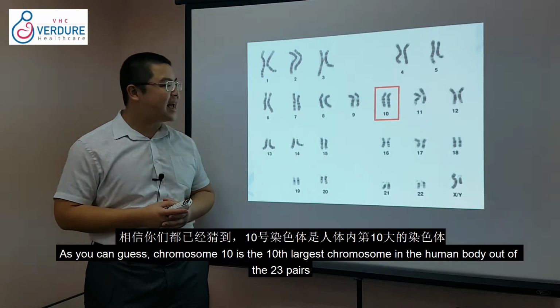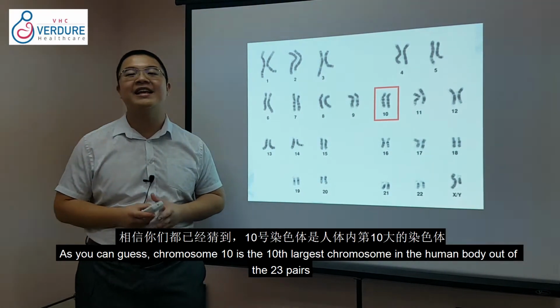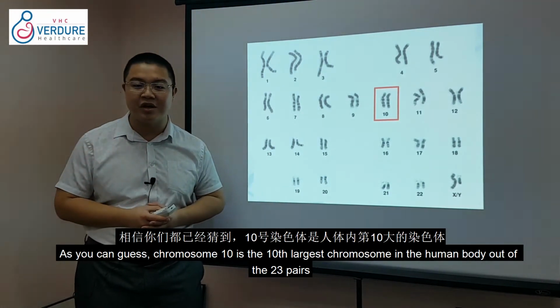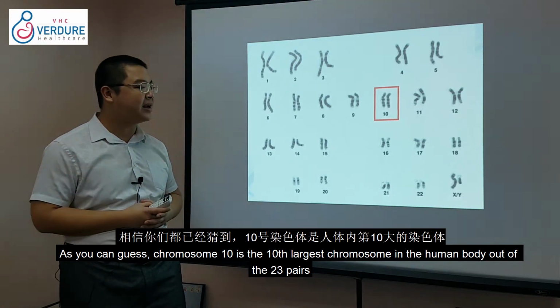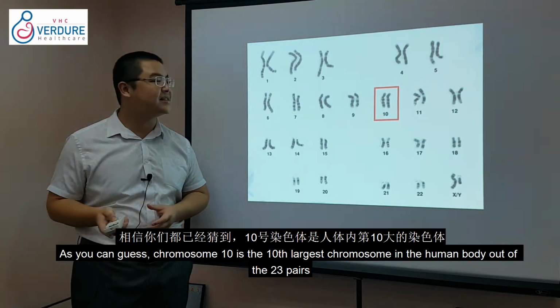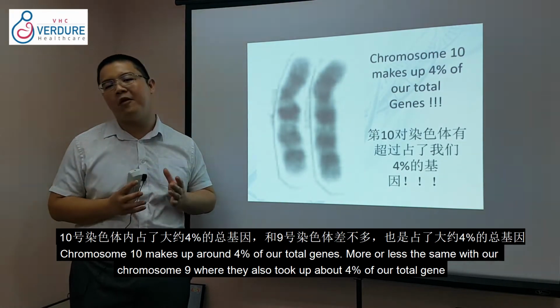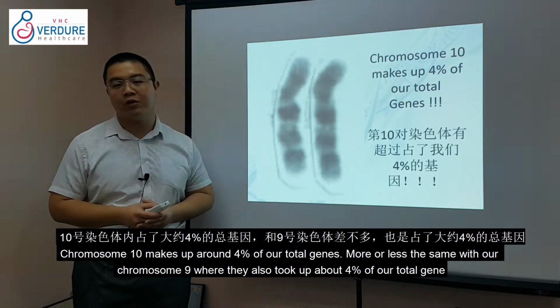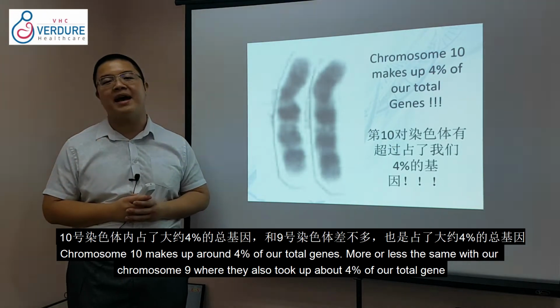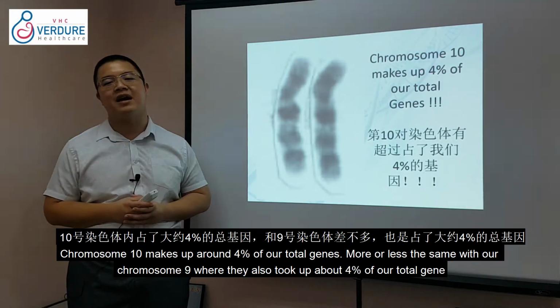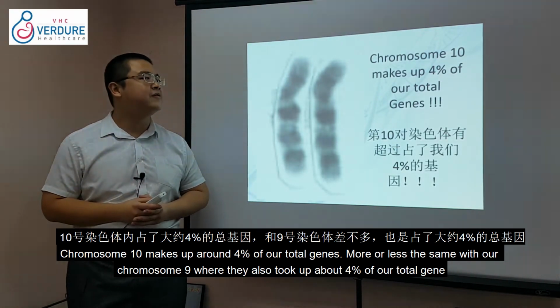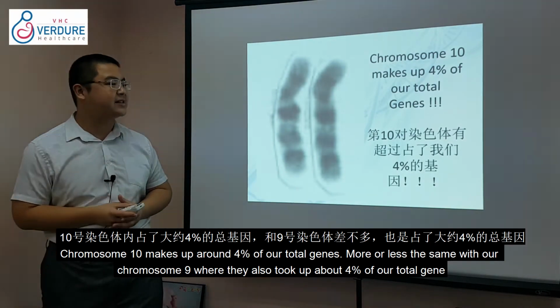As you can guess, chromosome 10 is the 10th largest chromosome in our human body out of the 23 pairs. Chromosome 10 actually takes up around 4% of our total genes, more or less the same as chromosome 9 last time. They also took up about 4% of our total genes.